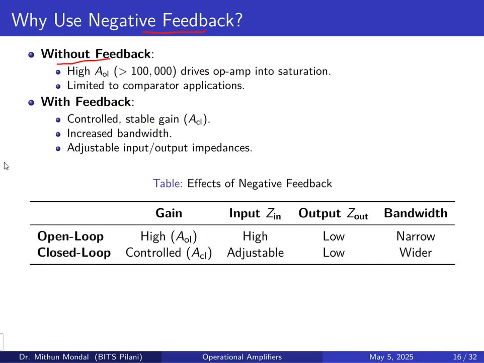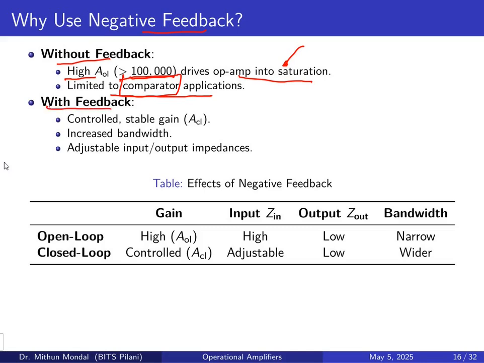Without the feedback, the gain will be very high under open loop condition. Here you can see that it is around 10 lakhs, which drive the op-amp into saturation. So op-amp will be going into saturation because the voltage gain is very high. And this will be limited to comparator application. We will see what is the comparator in the next lecture. But yes, the op-amp will be used for the comparator when the gain is very high.